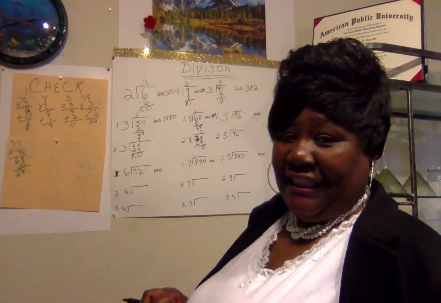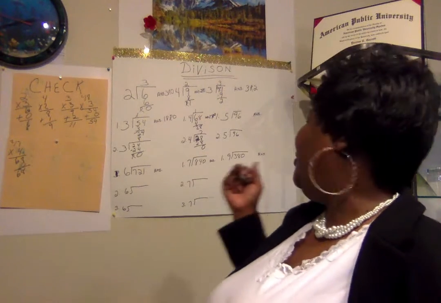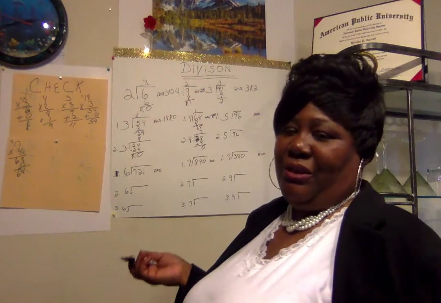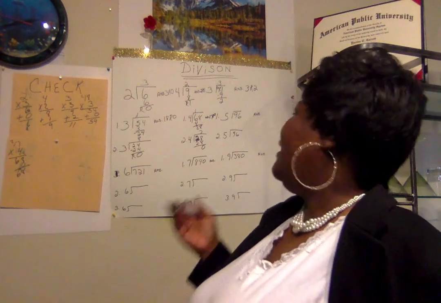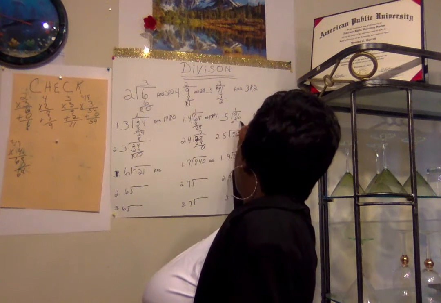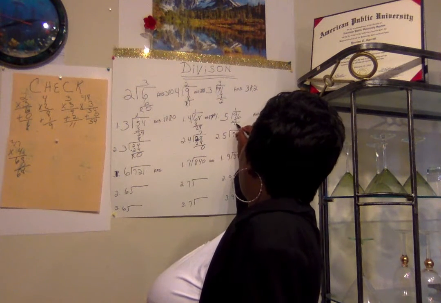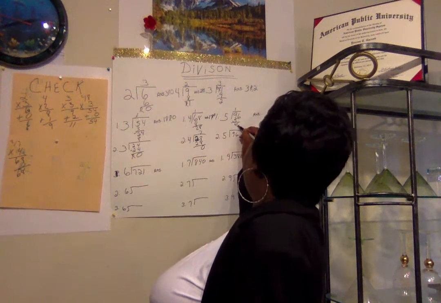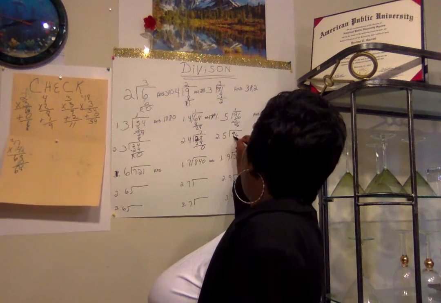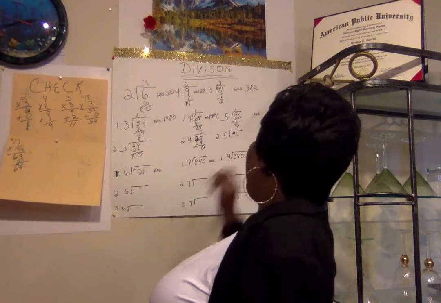5 times 2 is 10. 10 is larger than 9. So you want to go with the next one. It's 1 because 2 is too much. So you go with the lesser number, 1. So 1 times 5 is what? 5. 5 from 9 is what? 4. And you bring down the 6. And then you bring down 46 to be divided by 5.